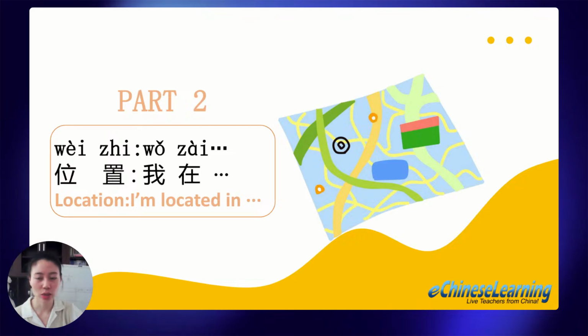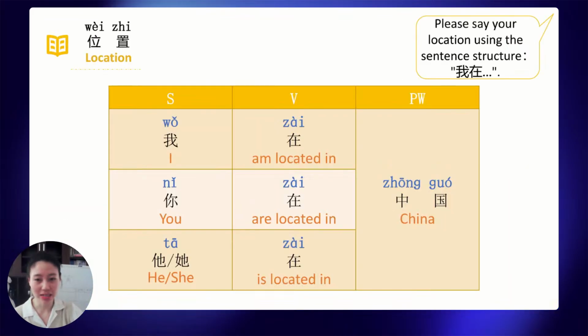Okay. So the next one, we're going to learn one sentence. Okay. So that sentence will teach us how to tell someone about where you are, like 你在. Okay, so that would be 我在, right? I'm located somewhere. Okay, so let's see.